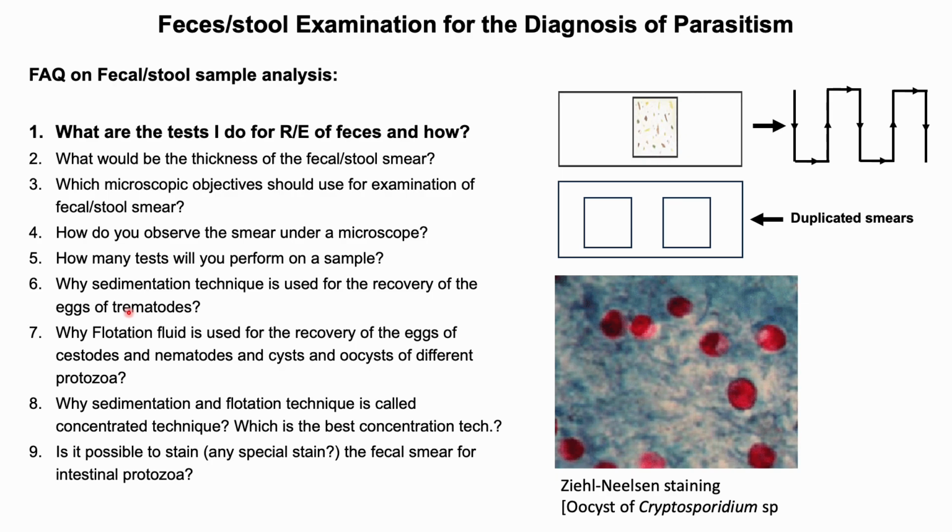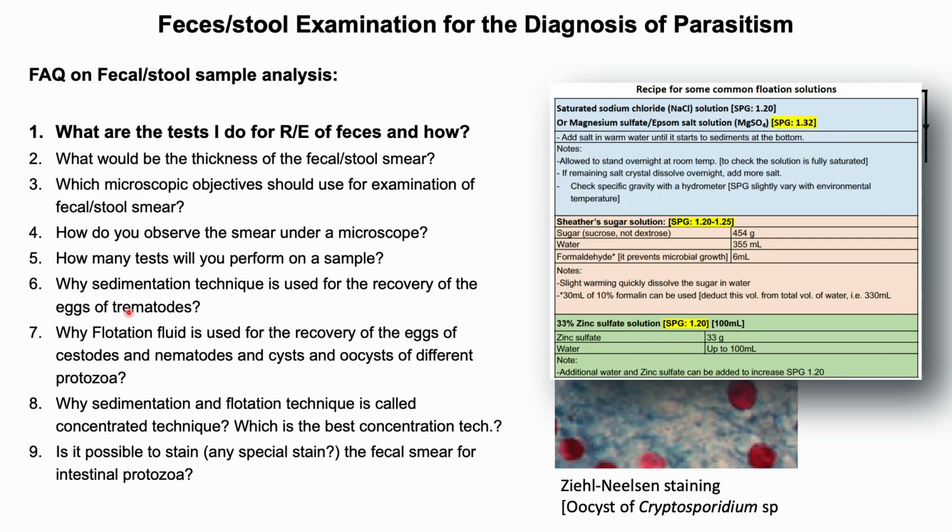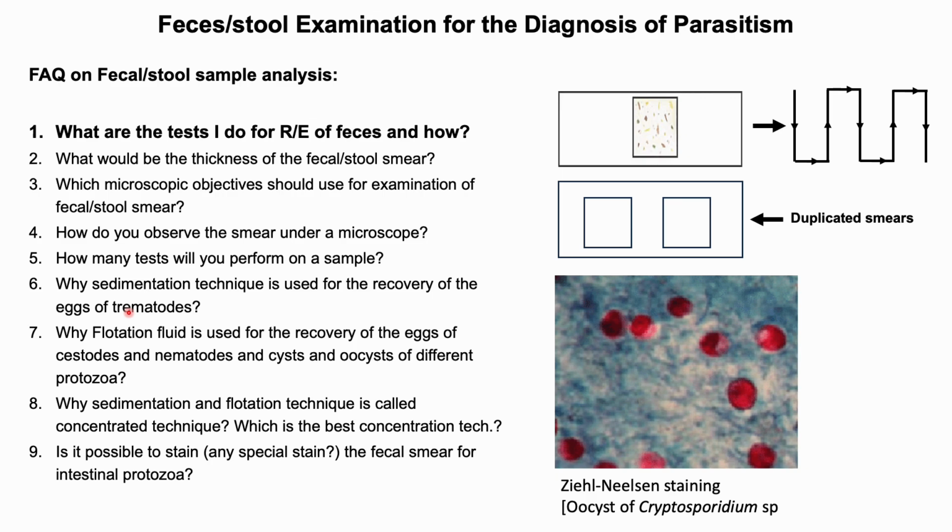The sixth question is, why is the sedimentation technique used for the recovery of the eggs of trematodes? You know, the eggs of the majority of trematodes are heavy, that is, they have a higher specific gravity than the eggs of cestodes and nematodes of different helminths and cysts and oocysts of different protozoa. For example, the specific gravity of eggs of Fasciola species is above 1.50, and for the commonly used flotation fluids, the specific gravity ranges from 1.18 to 1.36. So it is not possible to float the eggs of trematodes with the commonly used flotation fluids. This is the reason behind performing sedimentation techniques for the detection of eggs of trematodes.